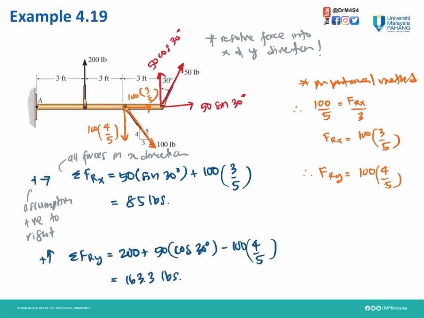Then we need to calculate FRY. We take summation FRY, and our assumption is positive upward. So we have 200 pound upward, so that's positive. Then we have 50 cos 30 upward, so that's positive, so plus 50 times cos 30 degrees. Then we have moving down 100 times 4 divided by 5, so that is negative 4 divided by 5. Calculate that, and we have our FRY is 163.3 pound.